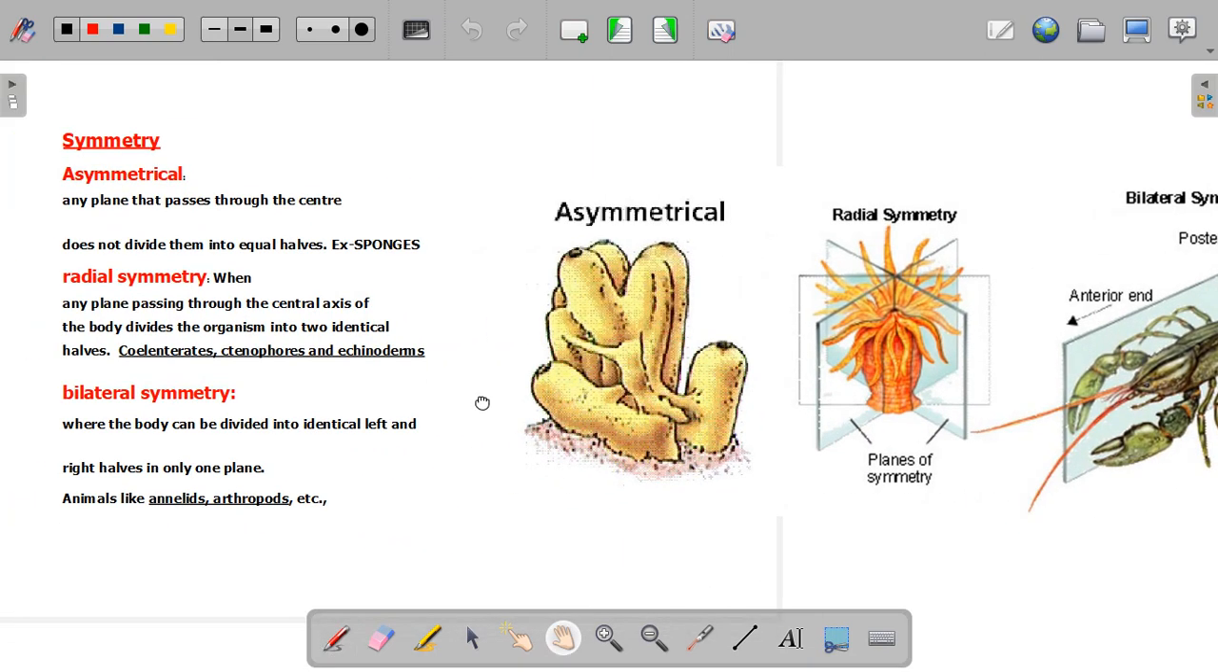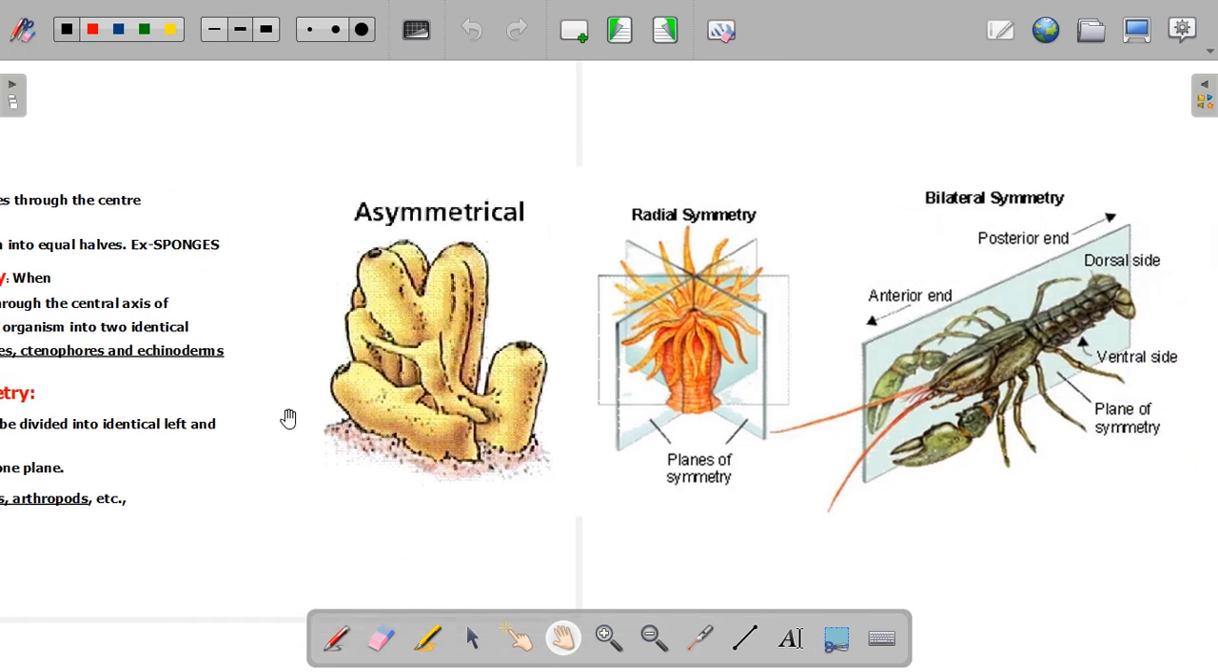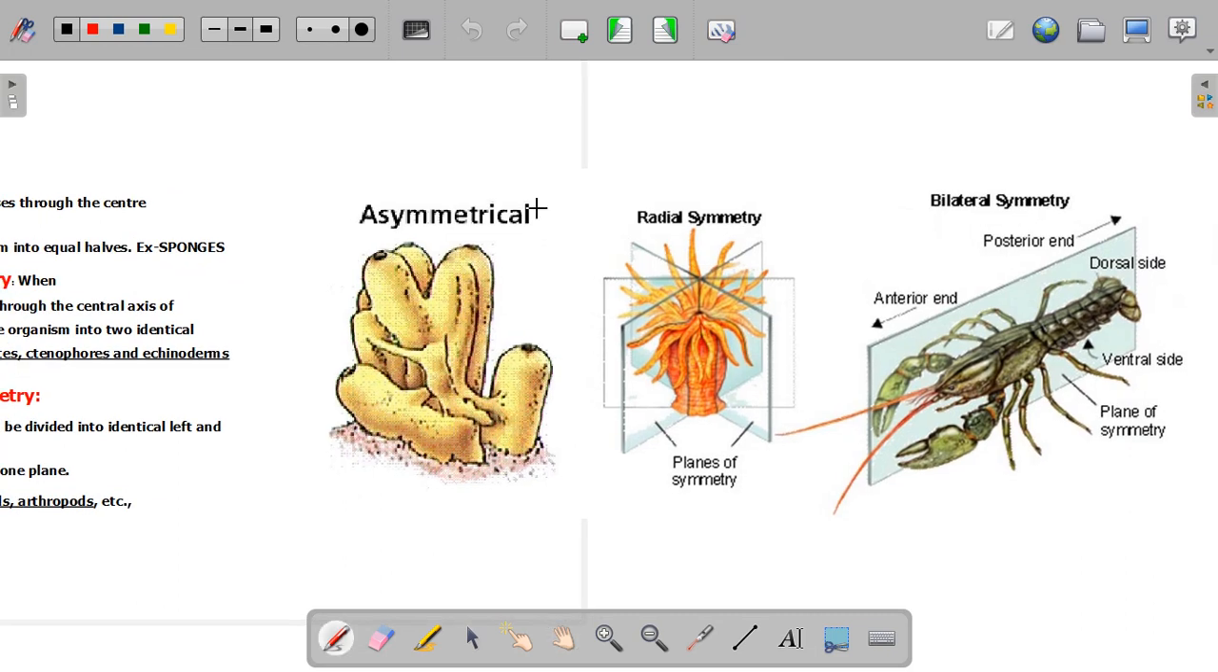Look at this. Looking at the diagram only, you can say some of the organisms are asymmetrical in nature, some of them show radial symmetry, and some of the organisms are bilaterally symmetrical in nature. It's like cutting a cake. Let's see how symmetry plays an important role in classifying the organisms.